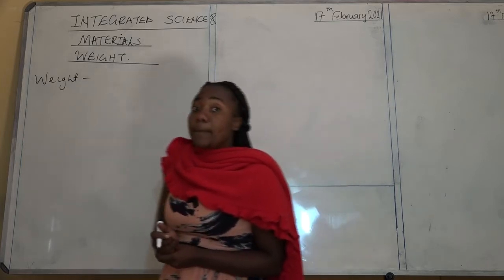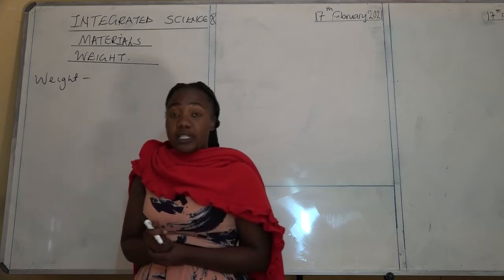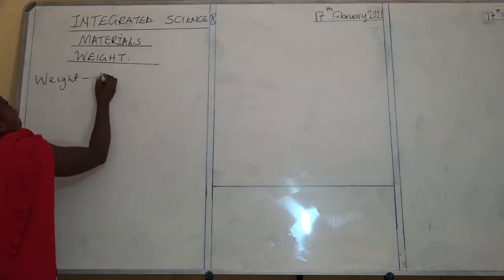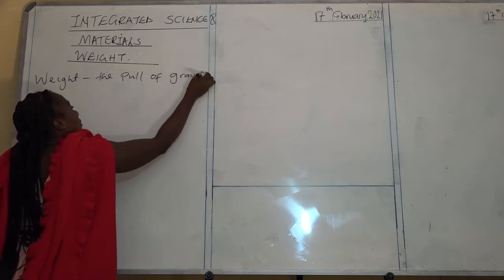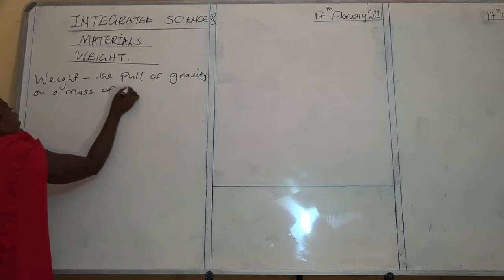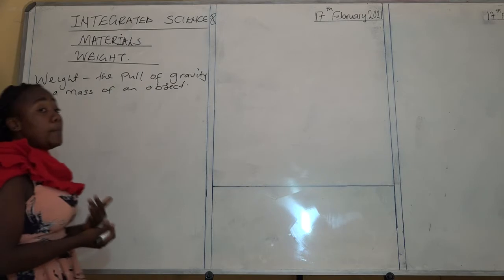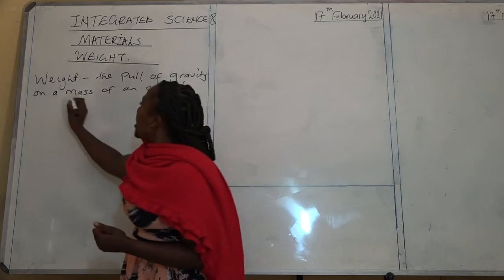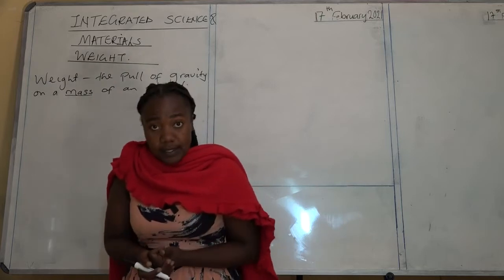Okay, so weight is the pull of gravity on a mass of an object. I'm defining weight to be the pull of gravity on a mass of an object, class. Because last week we defined what mass was, and we said mass is the amount of matter in a substance. Are we together, class?